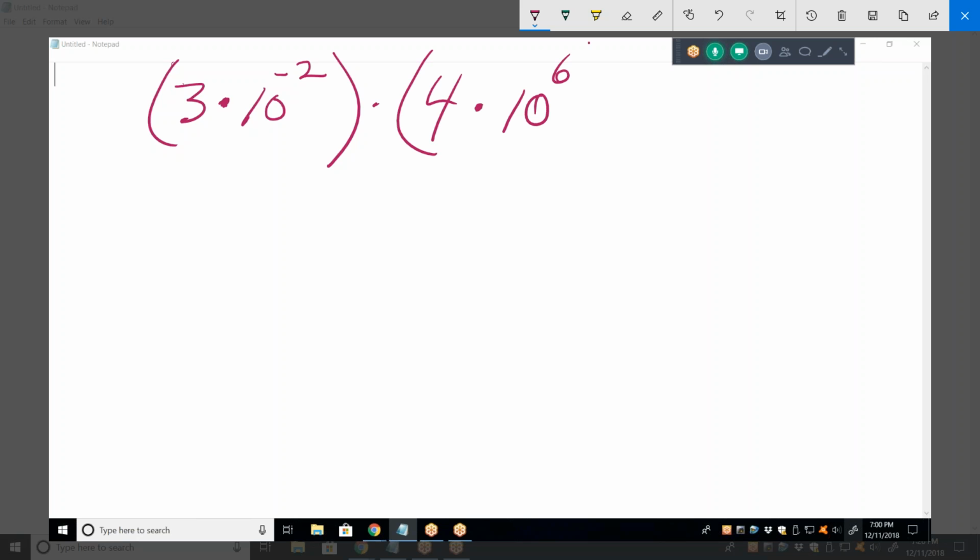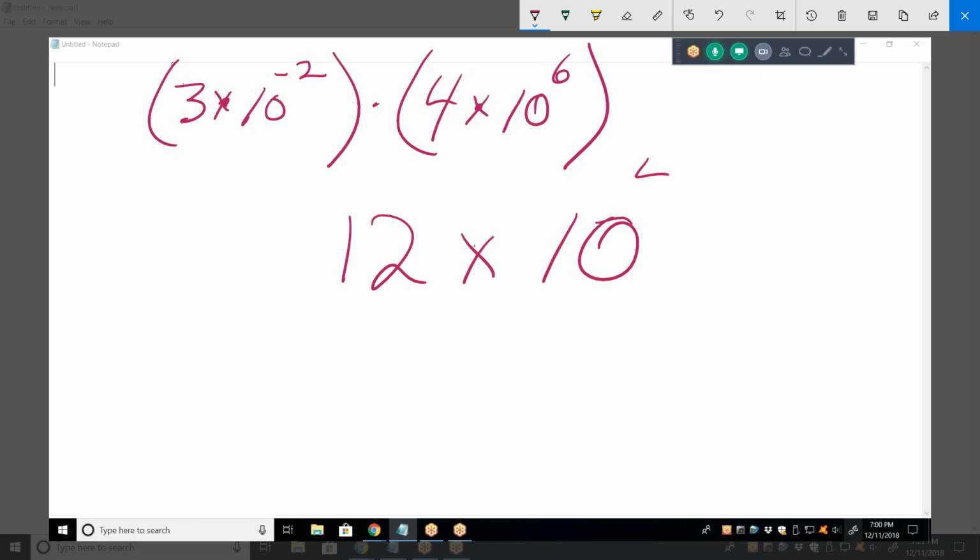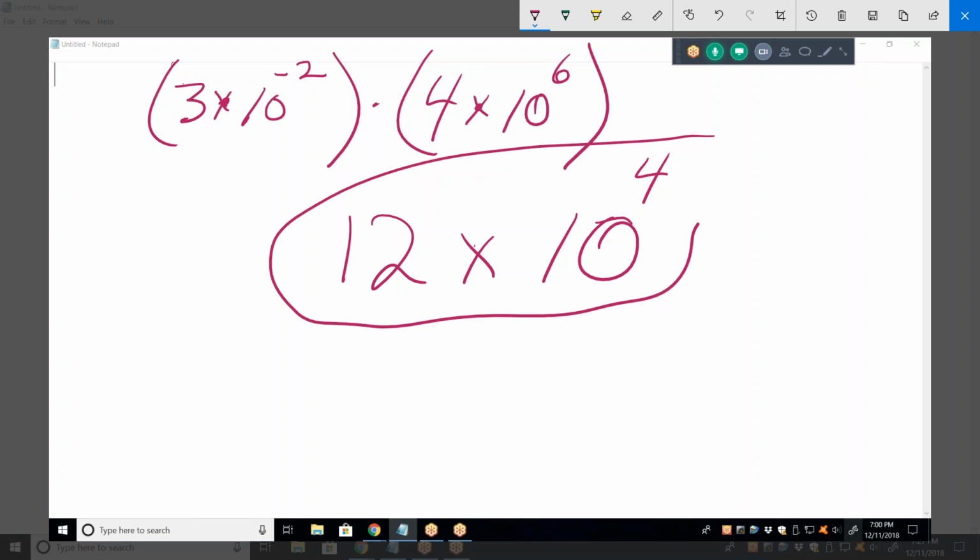What we have here is actually scientific notation. If you go all the way back to your 5th grade class, 3 times 10 to the minus second, that's scientific notation. The way you do these is you multiply the numbers and then you multiply the other part. So 3 times 4 is what? 12. Times 10 to the what? To the 4th. Now that is a legitimate answer, but it's not scientific notation.